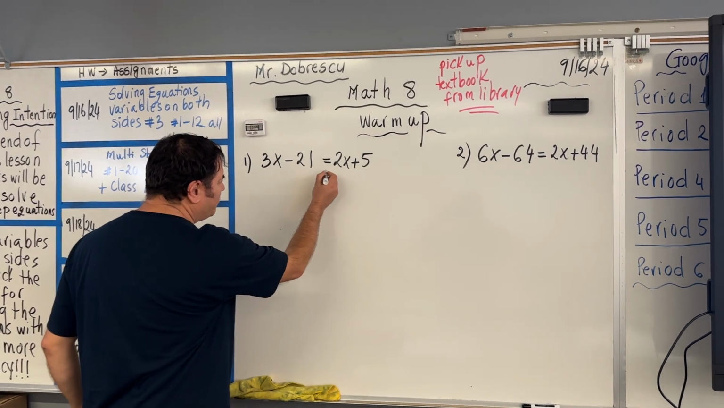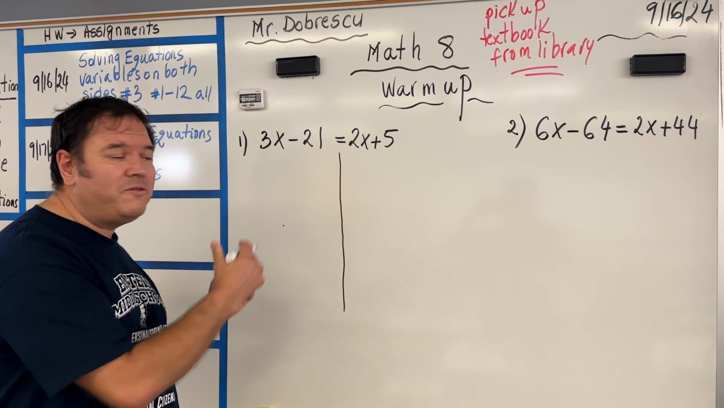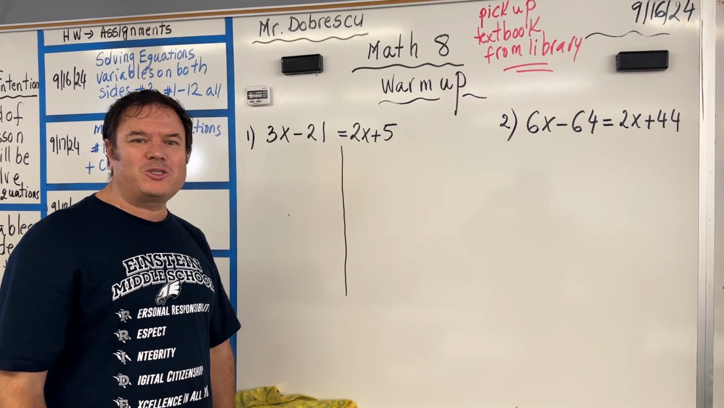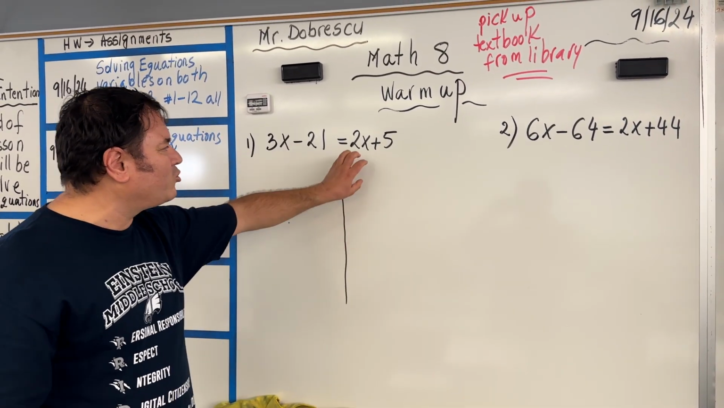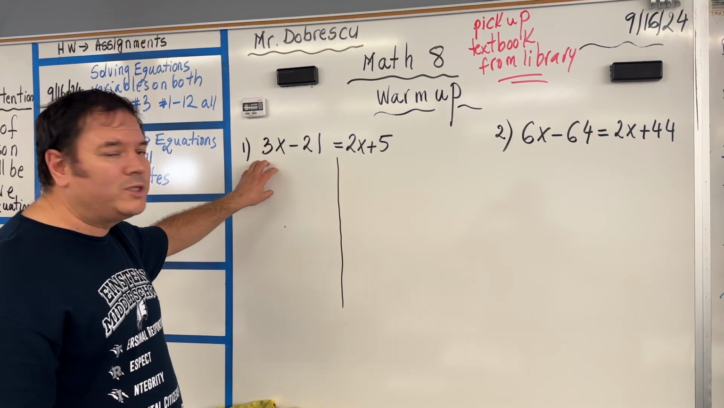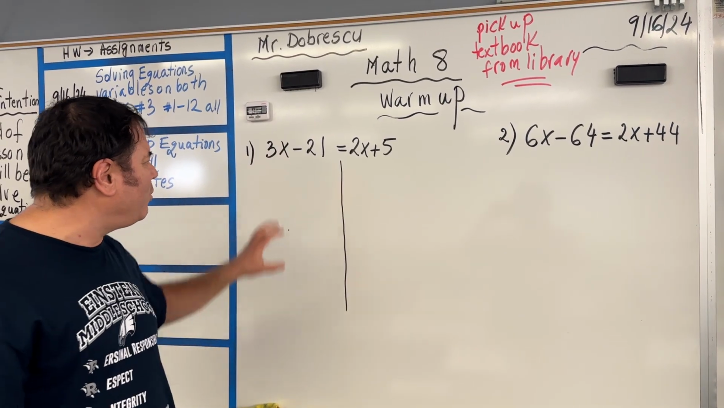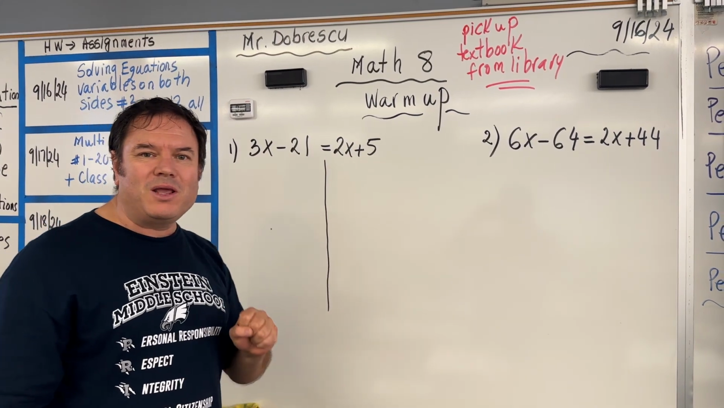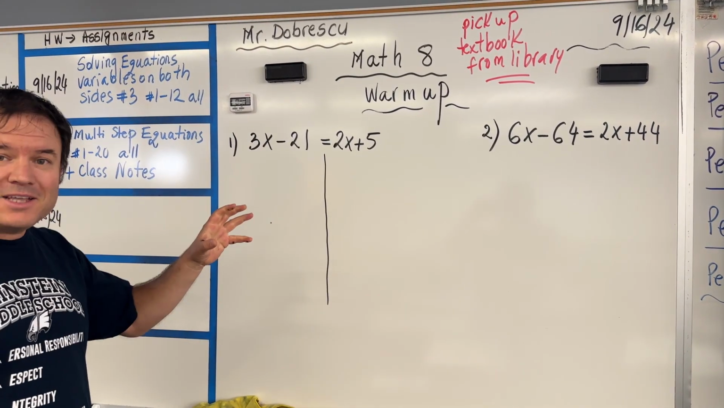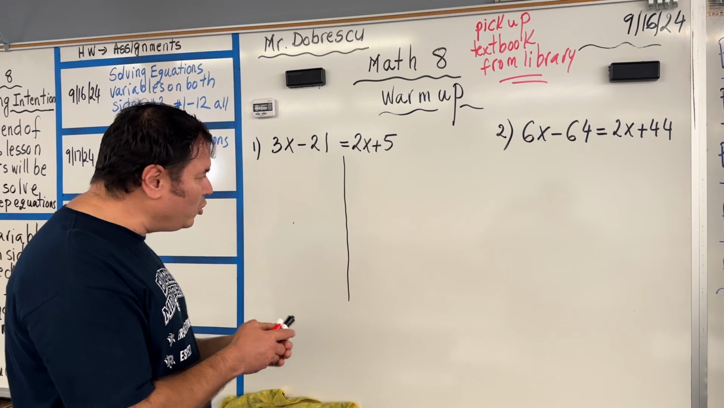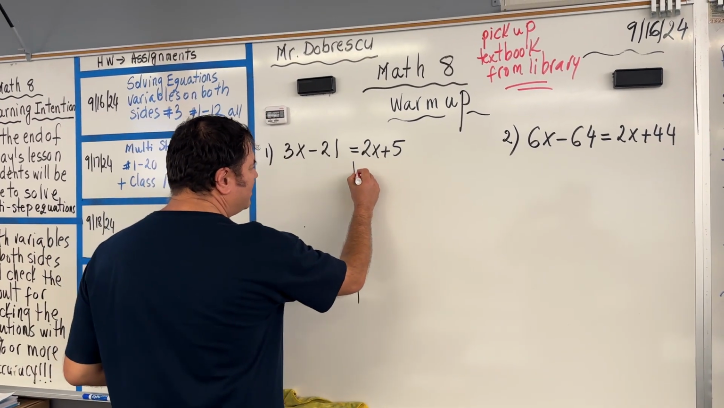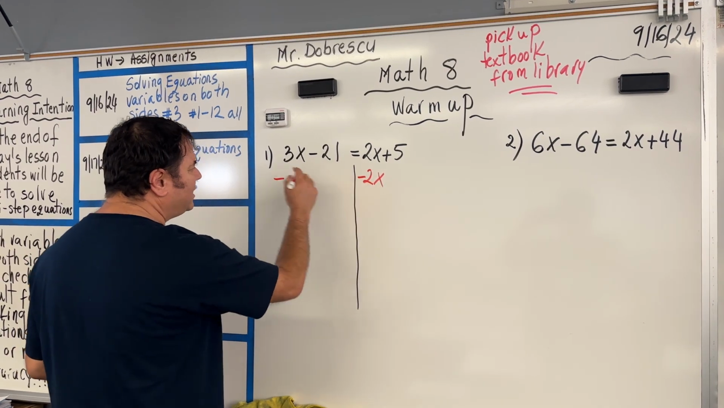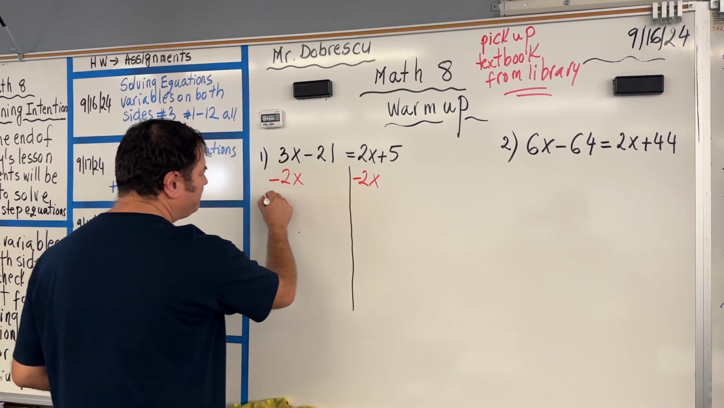So our first step would be to bring all the variables to one side of the equation. What do you think is the best way to do that? Should we subtract 2x on both sides, or should we subtract 3x on both sides? What do you think we should do in order for us to keep the variable positive? And yes, of course, we should subtract 2x on both sides so that we can keep the variable positive. Whatever we do to one side, we do to the other side.